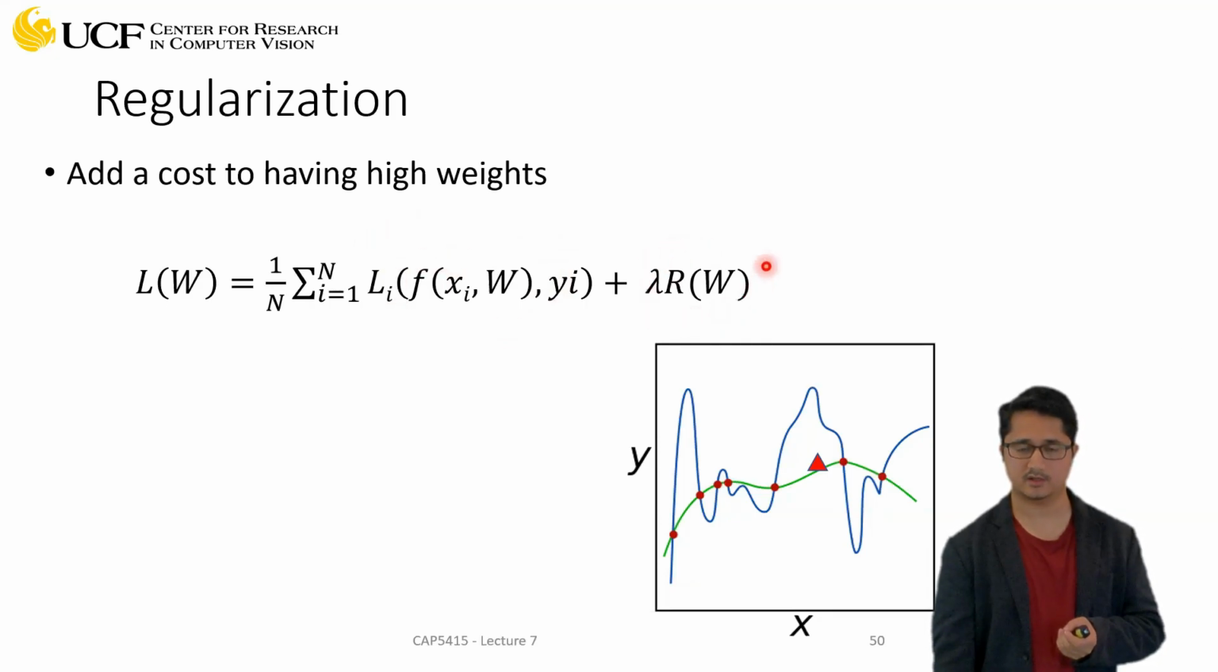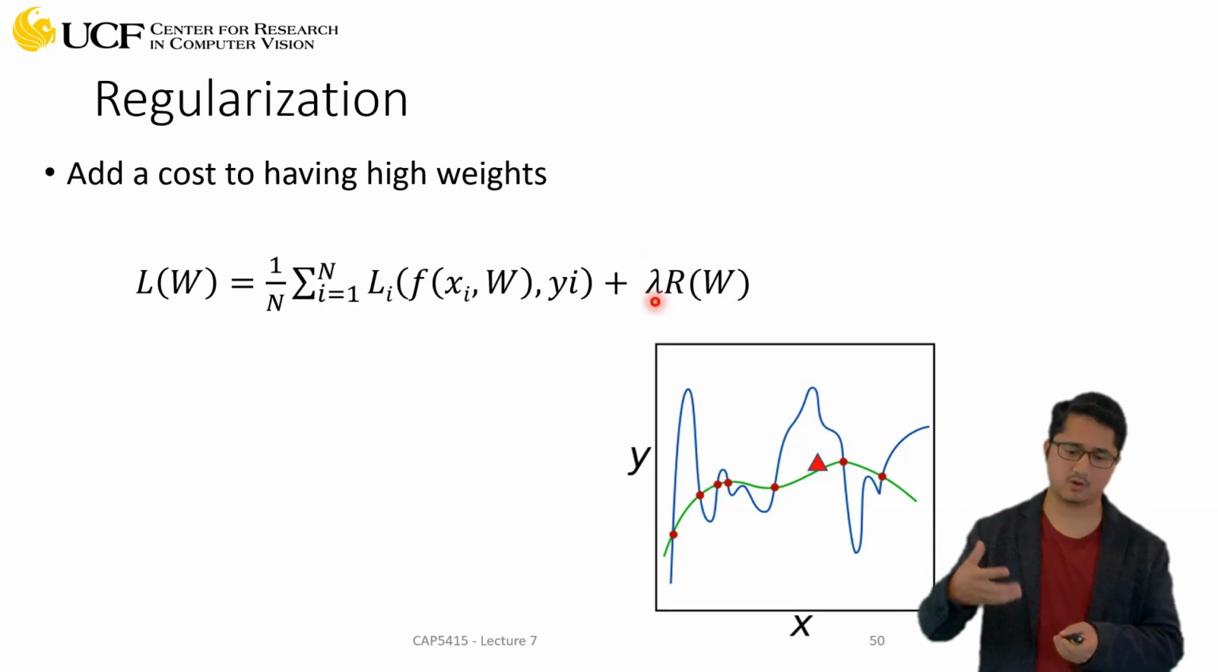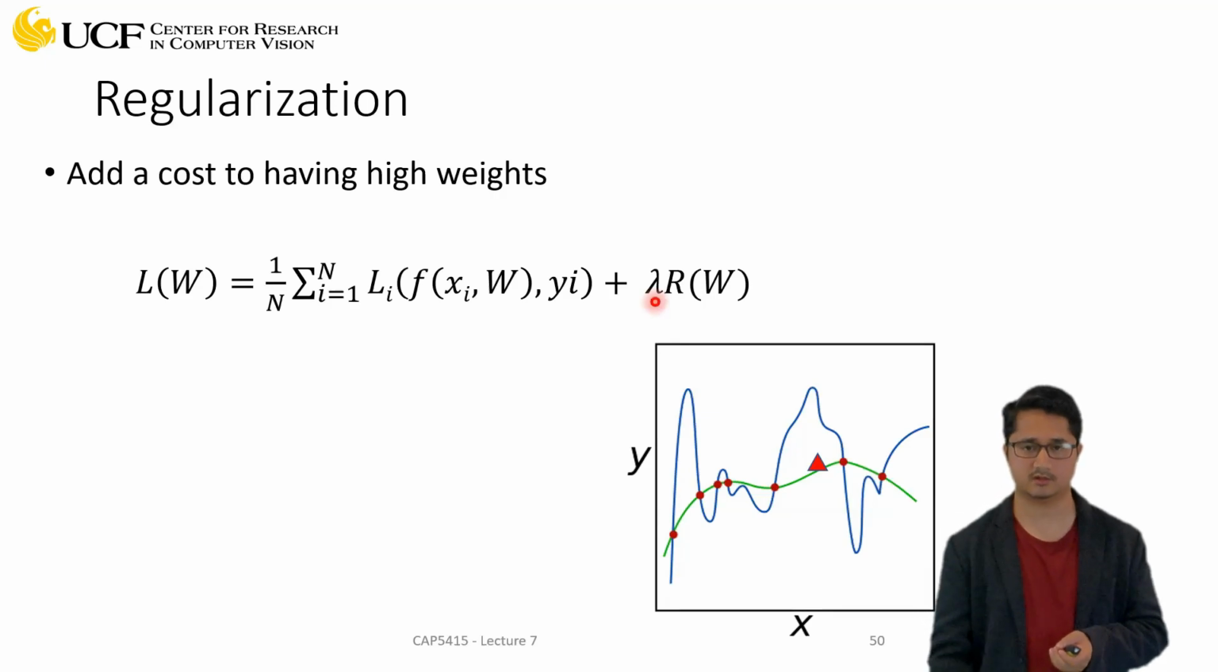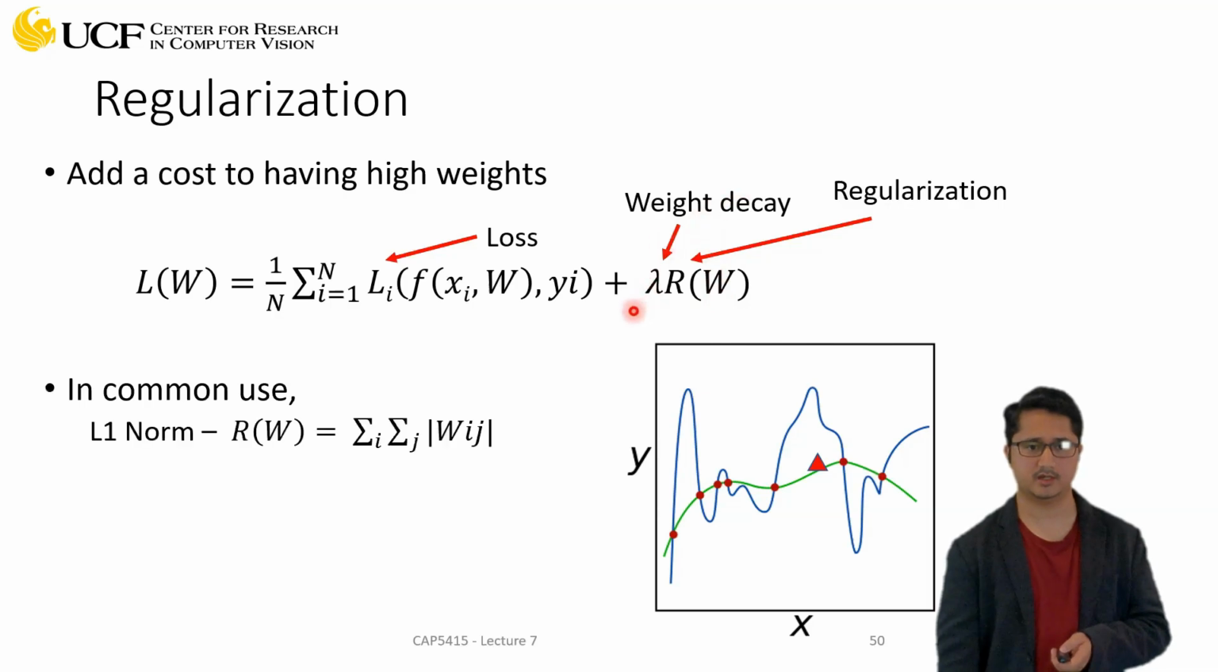And this is your regularization term. You have a parameter here, which controls how much importance you want to give to this regularization. Okay, again, this is a hyperparameter, and you use the weights of your network as input. Okay, and this is also called weight decay.